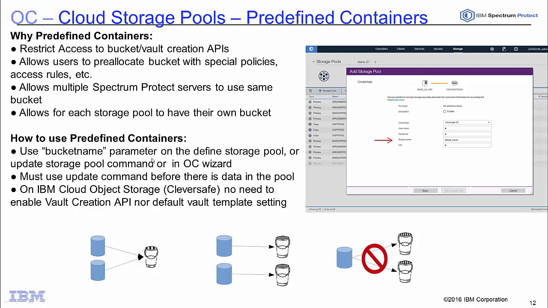When you are adding in a cloud container, we now have the ability to specify a bucket name if you've already predefined that bucket. This bucket has to be added in before there's actually data in that container pool. And on CleverSafe, you have no need to enable the Vault Creation API nor default Vault template settings. Now, if you see here, we can have multiple containers sharing one bucket. You can have each container having its own bucket, but one container may not have multiple buckets assigned to it.